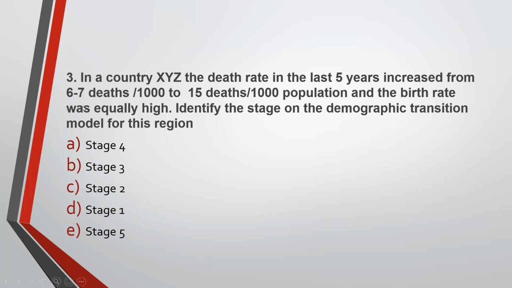Where death rates are very high and birth rates are equally high, very high. And the population, it's D. Yes, it's D, it's stage 1, when both the death rates and the birth rates are high.